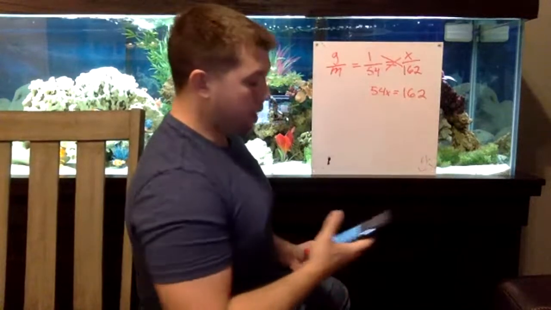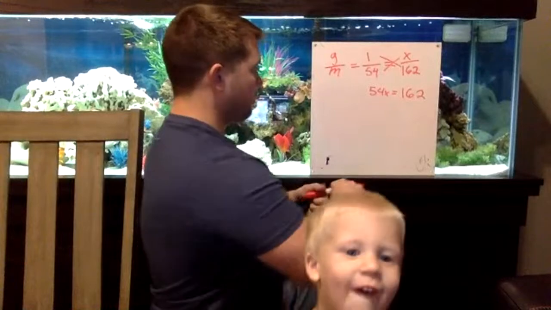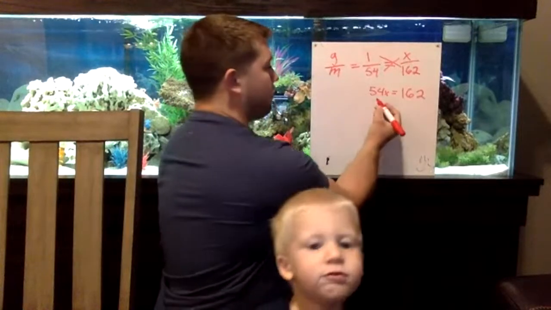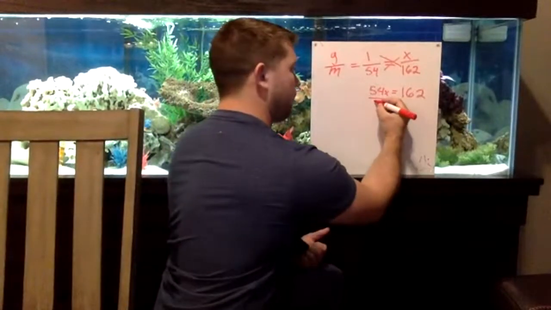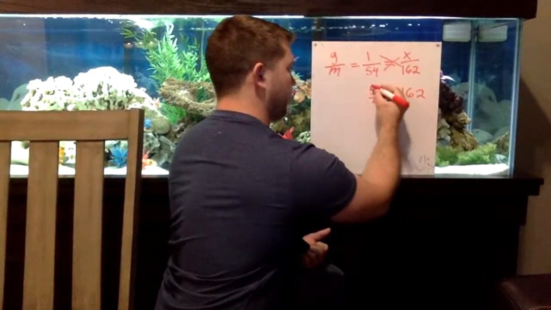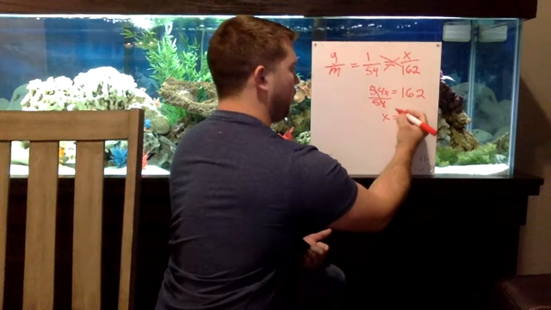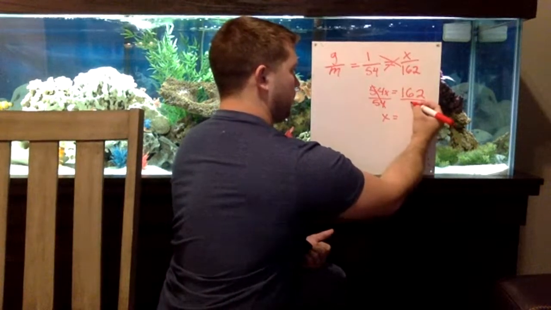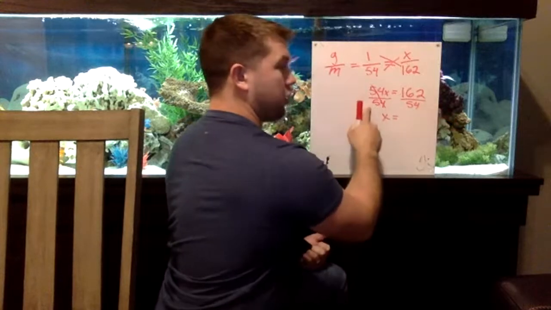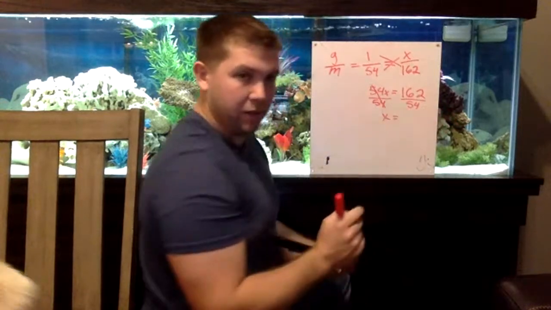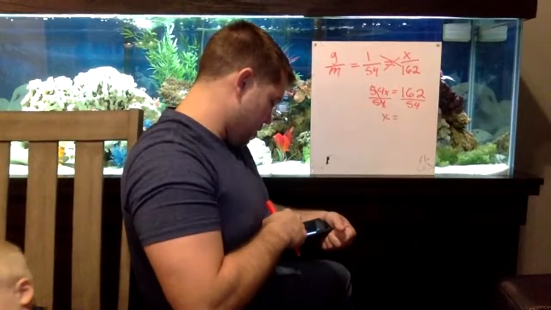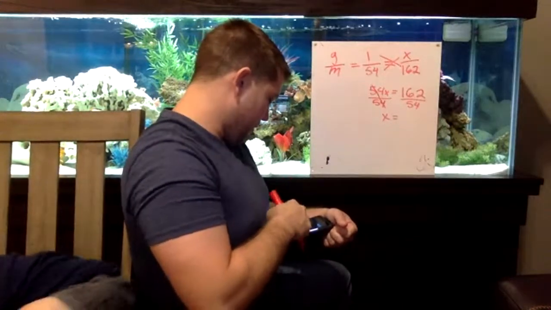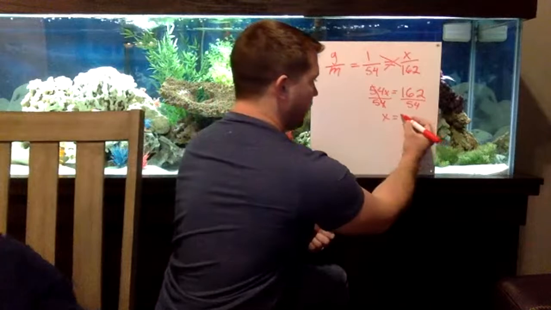Now I have to get rid of this 54 that I'm multiplying by the x. To get rid of multiplication, we divide using the same number. So x is going to equal this number divided by 54, because what I do to this side of the equation, I have to do to the other to keep it even. So 162 divided by 54 equals 3.